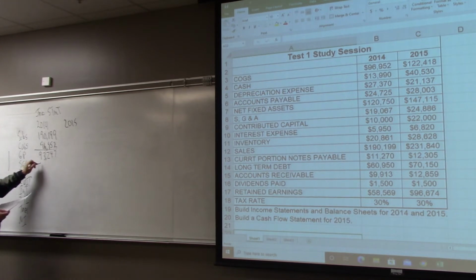Now we've got SG&A of 19,067, and we have depreciation expense of 27,370. So we're going to subtract SG&A and depreciation from our gross profit. And we have EBIT, earnings before interest and taxes, or operating income or operating profit, of 46,810. Then we have interest expense, and it is 5,950.